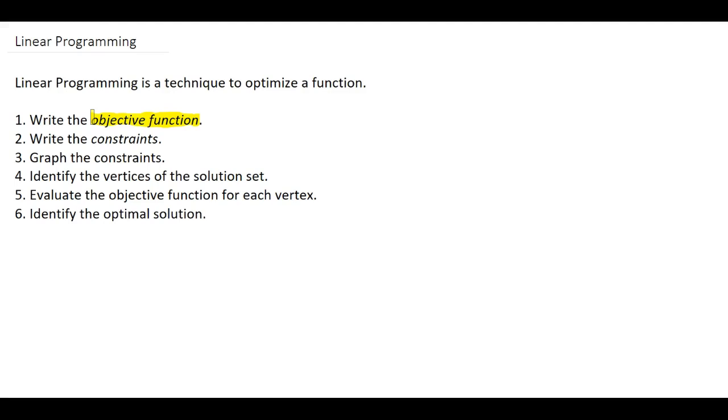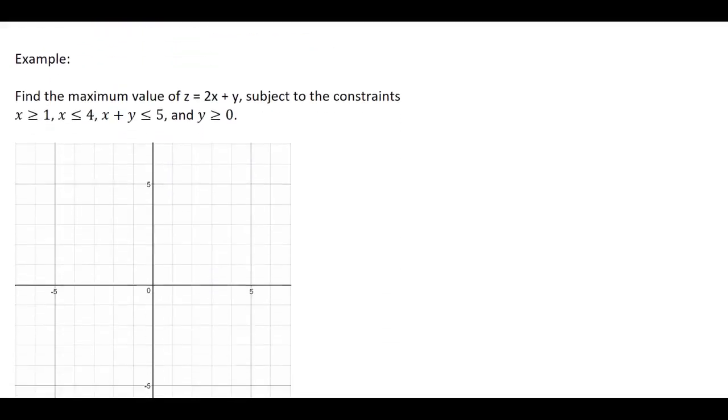Then you're going to write constraints, and these are inequalities that give you your shaded area. When you graph the constraints, you get the shaded area. And the vertices are the corners of the shaded area, and those corners are what you plug in to the objective function. And then you evaluate the objective function for each vertex, and you pick whichever is the highest or lowest depending on what you're asking. So that may not make a lot of sense yet, but let's do an example.